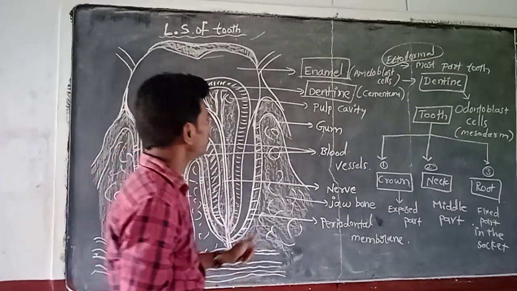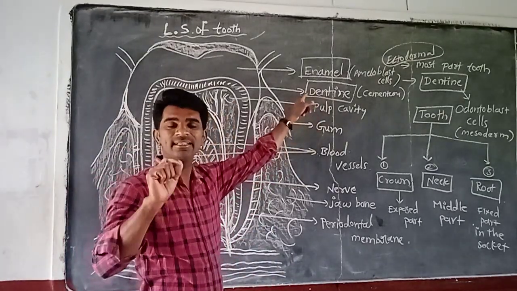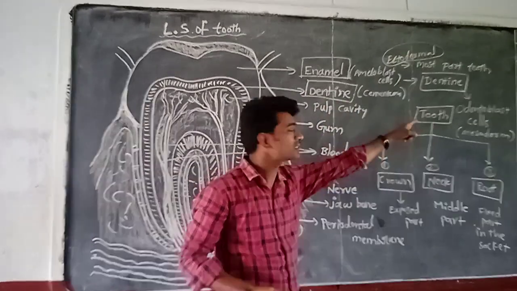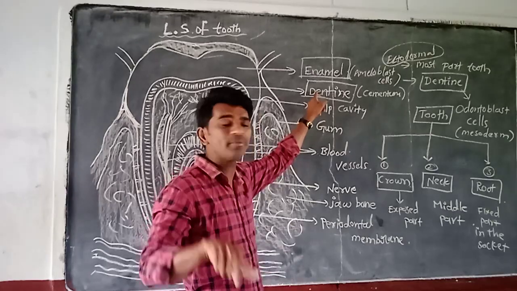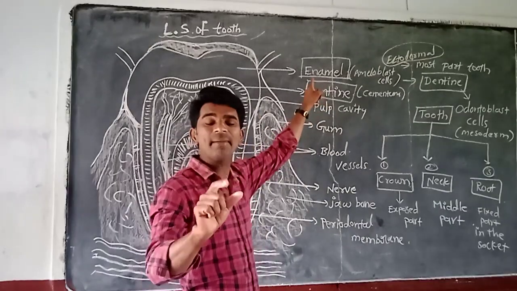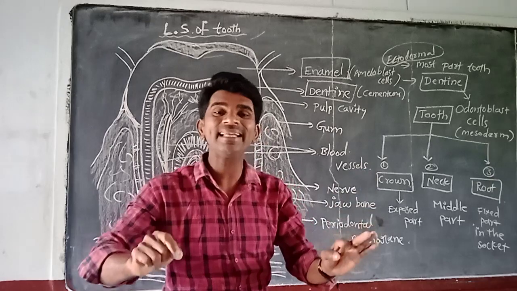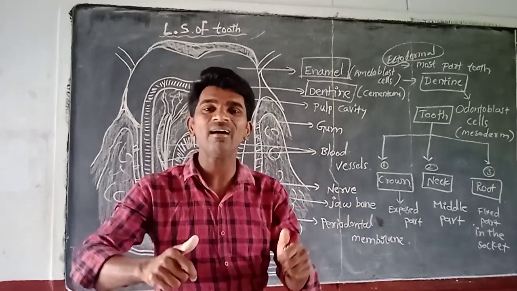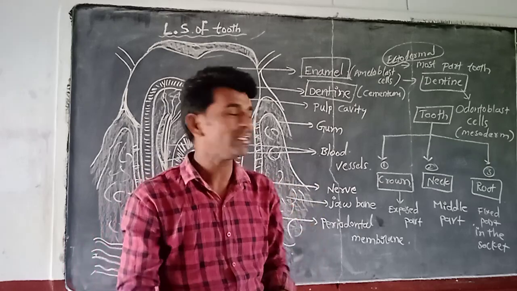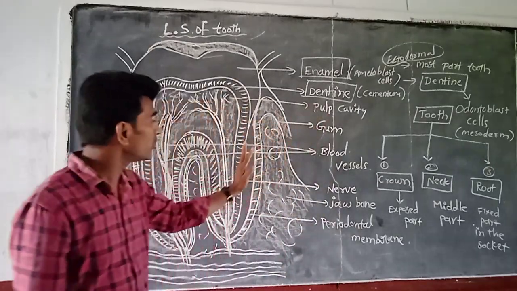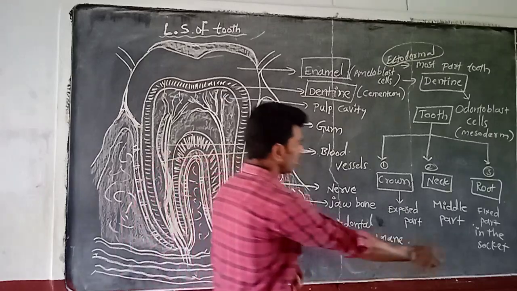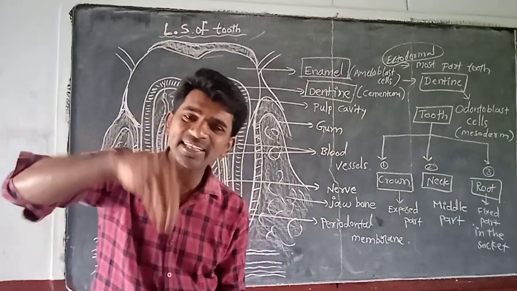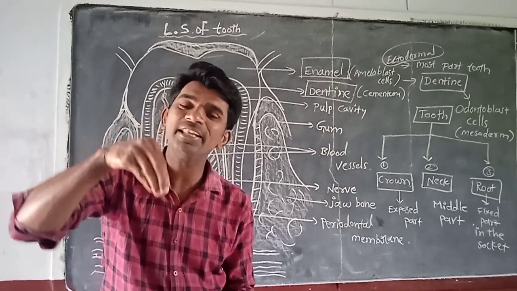Okay now? So, dear friends, the dentine is formed by the cells called odontoblast cells. The dentine is covered by the enamel. Enamel is the hardest substance in the body. And also, the third part is what? Root. The root is fixed in the socket of the jaw.